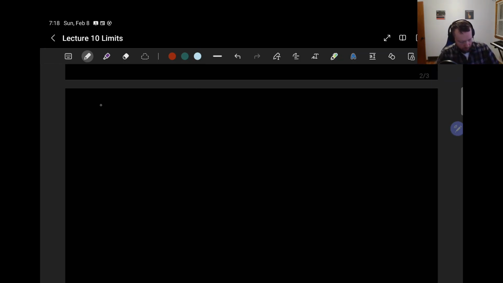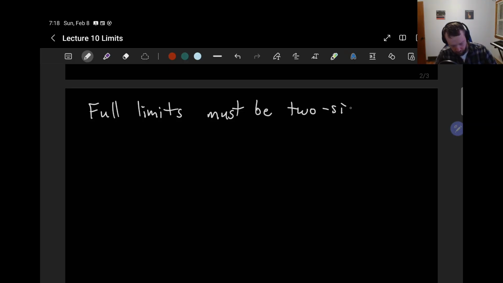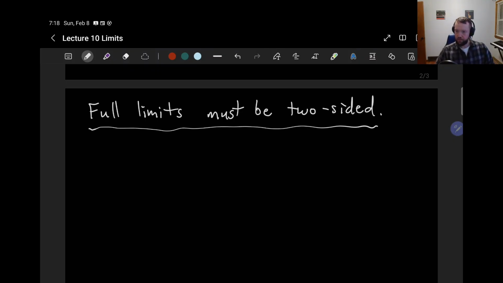So, to have a full limit, which we would normally just say a limit, full limits must be two-sided. That's important. So if I just talk about a limit, generally speaking, and I don't specify a side, like left or right, then we're talking about a two-sided limit, both directions.